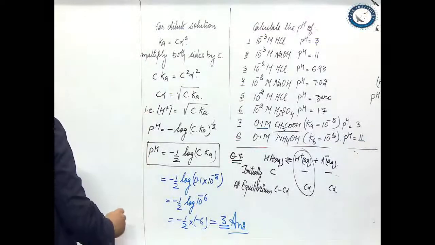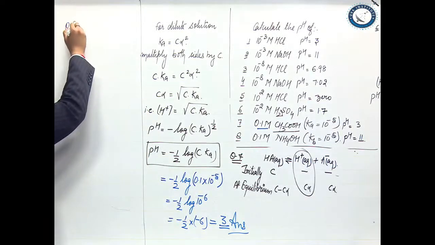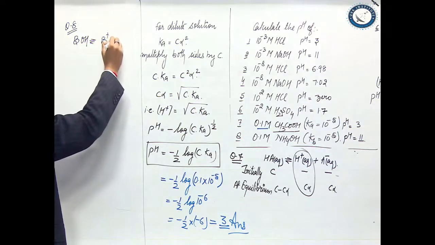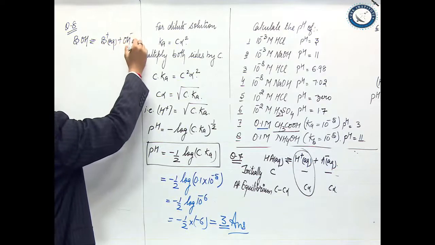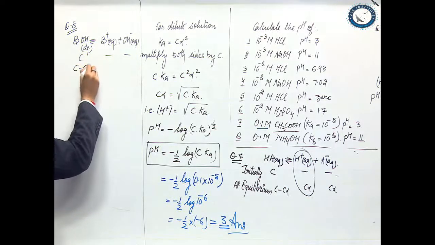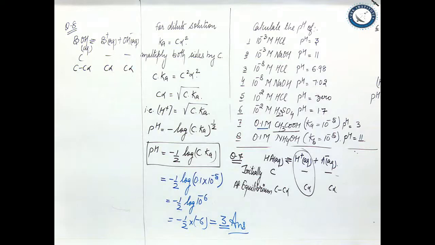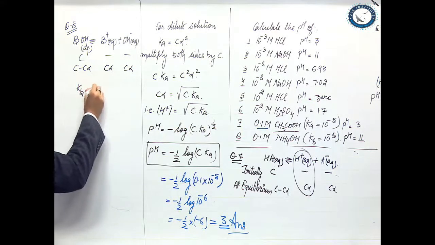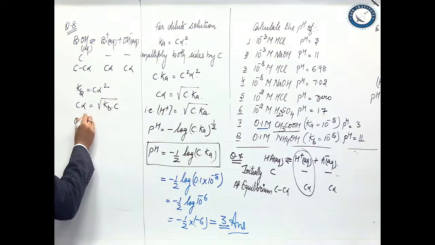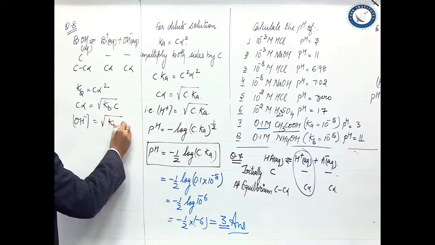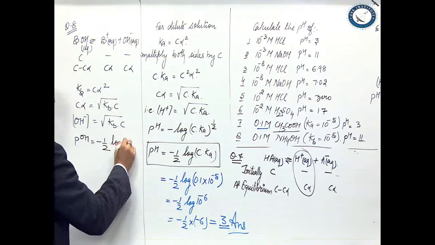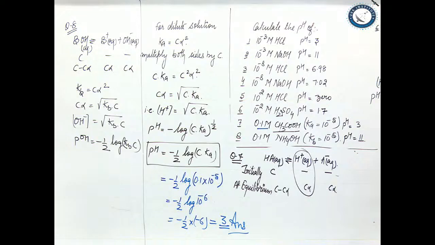Similarly, if I have to do it for a weak base, so there, see, this is BOH giving B plus aqueous plus OH minus aqueous. Okay. Same way C minus C alpha, C alpha, C alpha. Same way over here, Kb is equal to C alpha square, or C alpha is equal to under root of Kb into C, or OH minus ion concentration is equal to under root of Kb into C, or simply saying pOH is equal to minus half log of Kb into C.